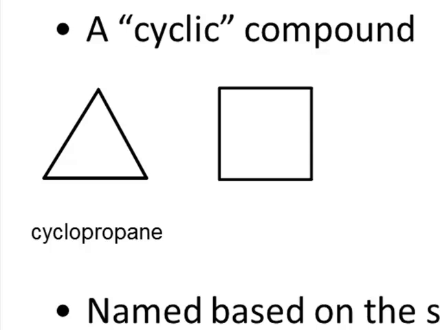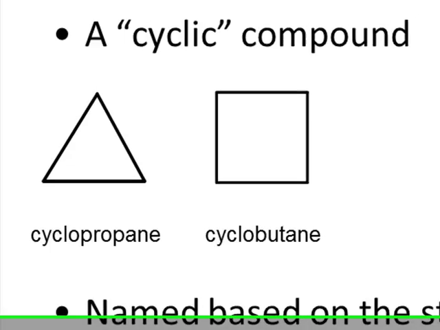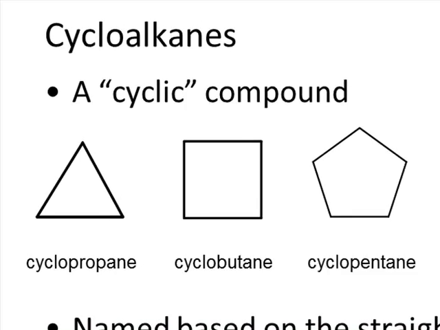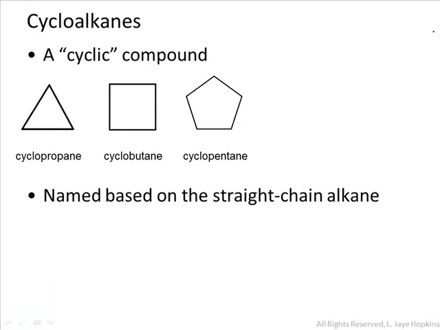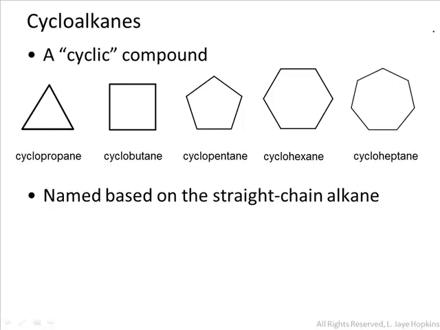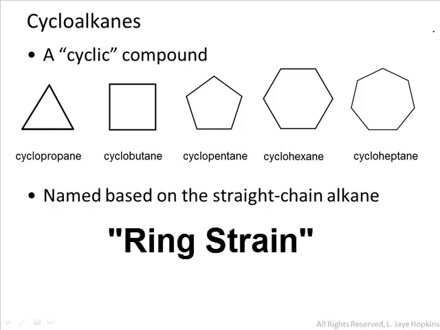But because it represents 4 carbons, I take the alkane butane and I add the prefix to get the name cyclobutane. I can add another carbon and make cyclopentane, or another to make cyclohexane, cycloheptane, and so on. Not all of these compounds exist in nature, although they're all theoretically possible. And the reason is something called ring strain.